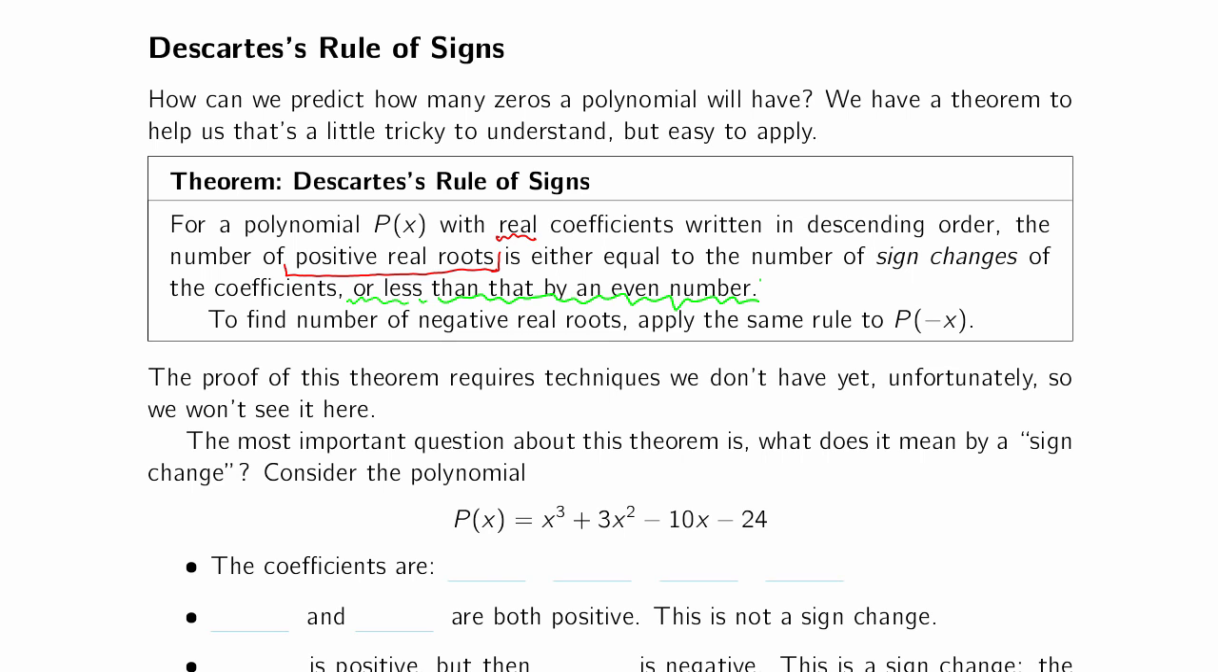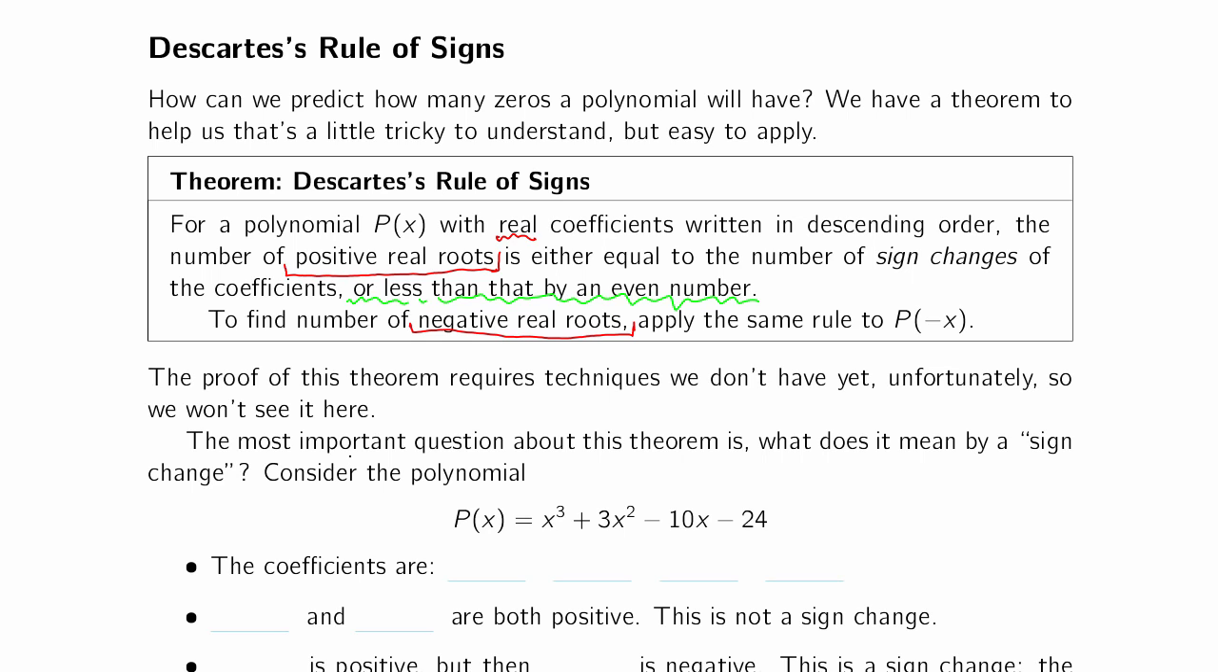This bit is a little bit unfortunate. It makes this a little bit less useful than it would otherwise be. So that tells us about the positive roots. To figure out the number of negative roots, we apply the same rule to what we get when we plug in negative x to our polynomial. Okay, with that statement, we kind of have no idea what it's talking about. We also can't really prove it because we don't have the techniques available to us.